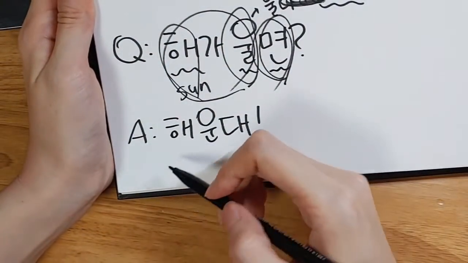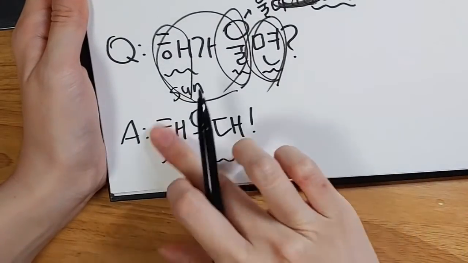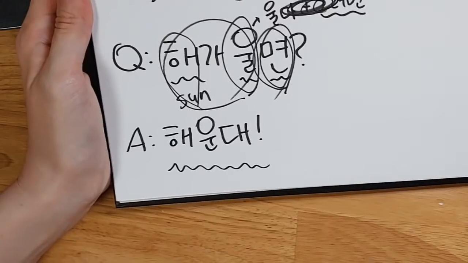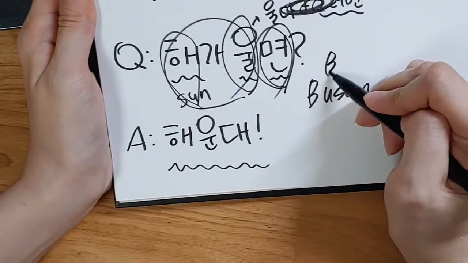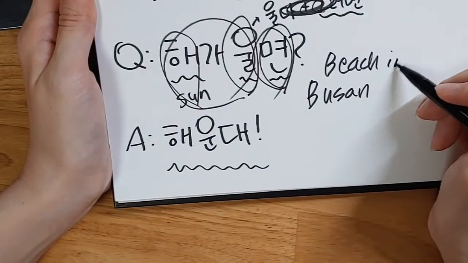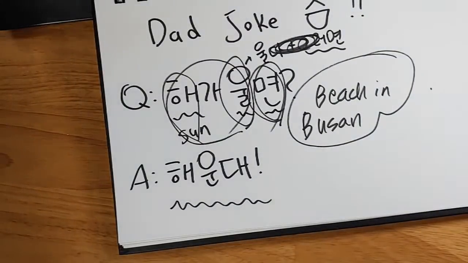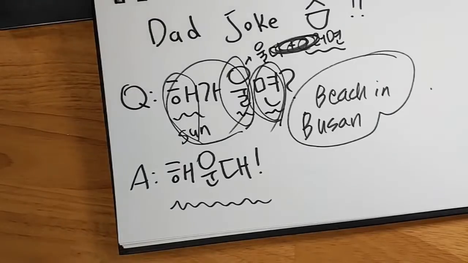So the answer is 해운대. To understand this joke, guys, you have to know what 해운대 is. 해운대 is a really famous beach in Busan, South Korea. Let me write this so that you guys get the joke. Why is it 해운대 when the sun cries? Because it's full of water. It has a lot of water.